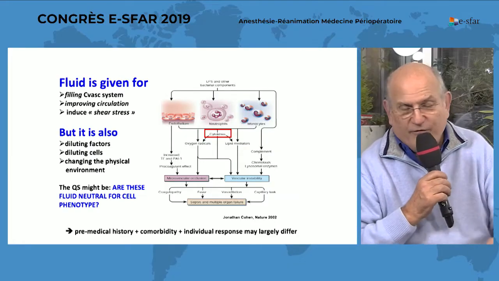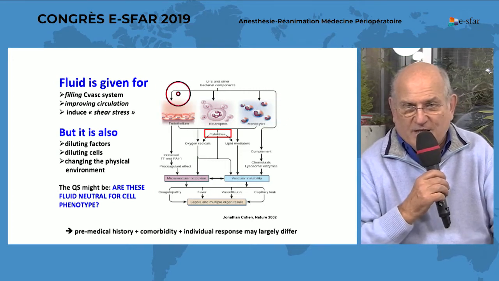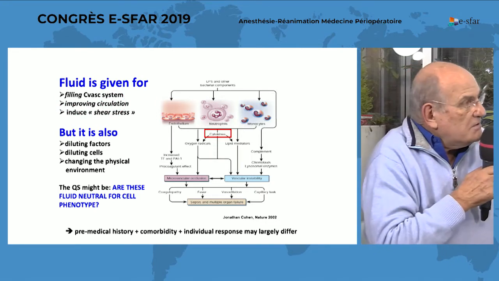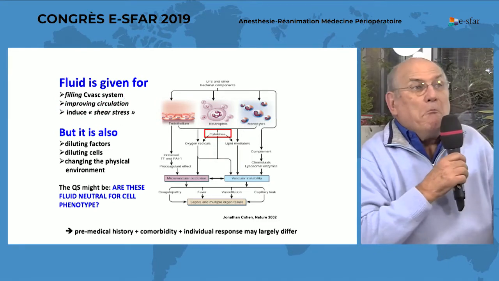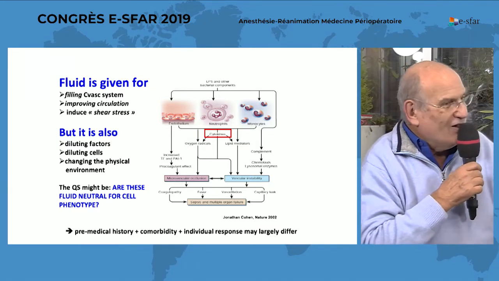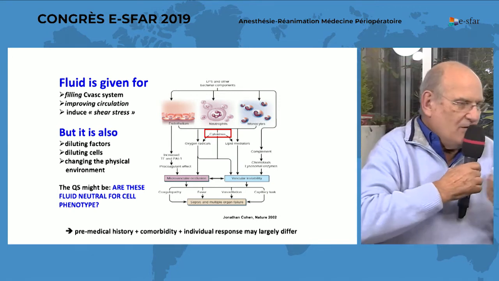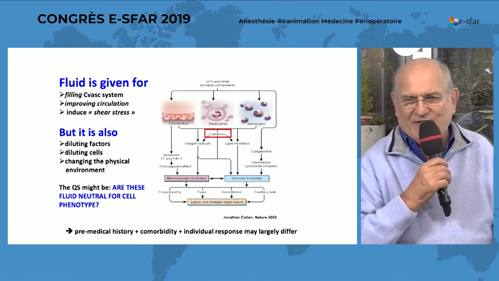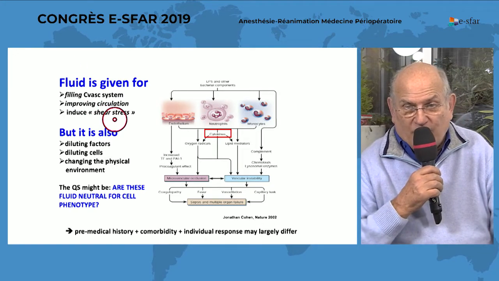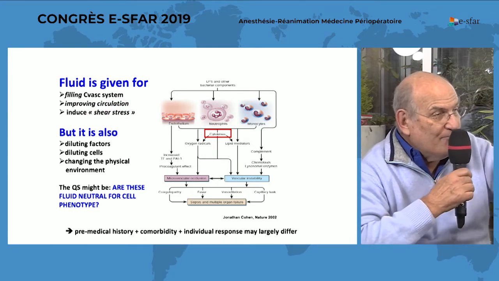Just to say that we give fluid for many reasons, so we don't care about this. But something important is that you want to improve circulation. What does improve circulation mean? I don't know. You improve the circulation of this patient because he is not well perfused, he has some abnormal perfusion indexes or clinical symptoms. You want to dilate with the fluid. You want to increase the shear stress and open new small vessels.